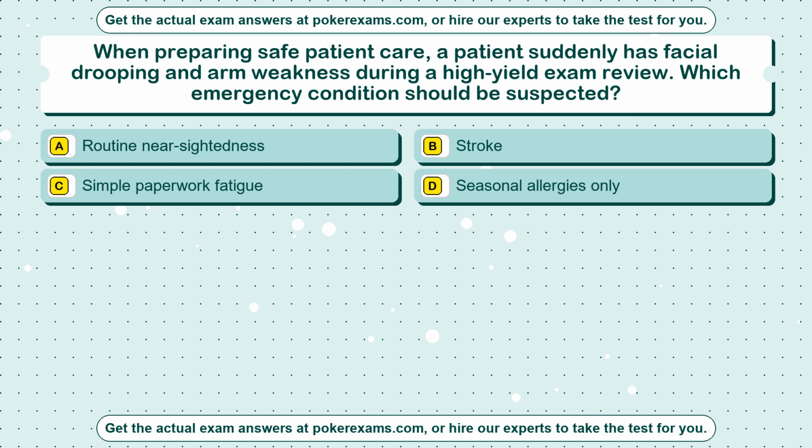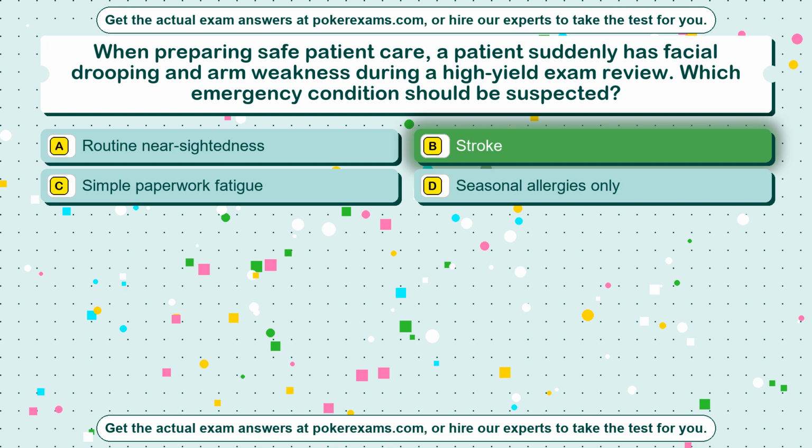Question 87. When preparing safe patient care, a patient suddenly has facial drooping and arm weakness during a high-yield exam review. Which emergency condition should be suspected? Option A, routine nearsightedness. Option B, stroke. Option C, simple paperwork fatigue. Option D, seasonal allergies only.